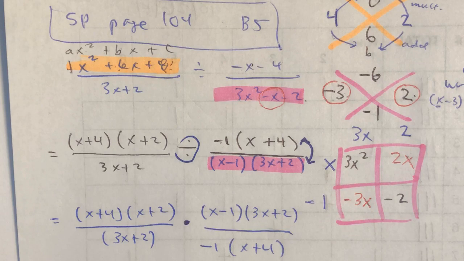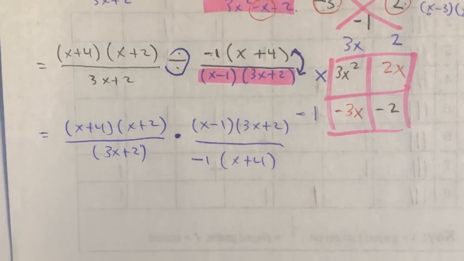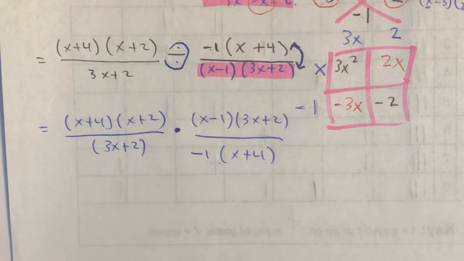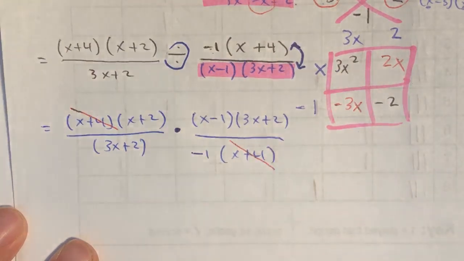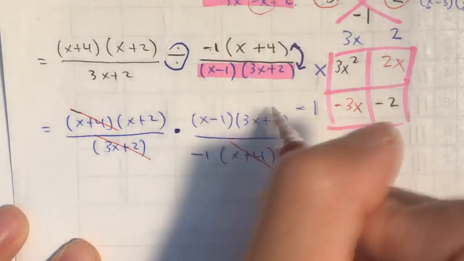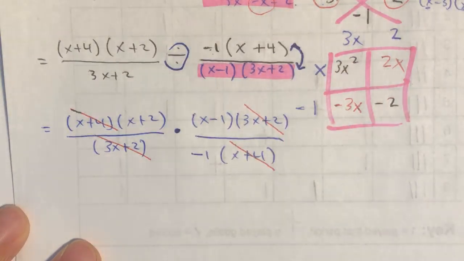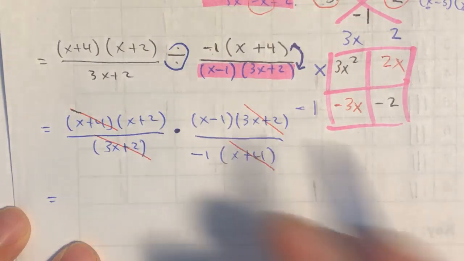Just joined us, we're on Skills Practice page 104, question B5. All we have to do is the quotient and then list any restrictions for the variables. All right, now you can do your canceling. If you see anything that is the same on the top and the bottom, I see x plus 4 and x plus 4. I see a 3x plus 2 on the bottom and on the numerator. So when I simplify this, on the top I have these two terms.